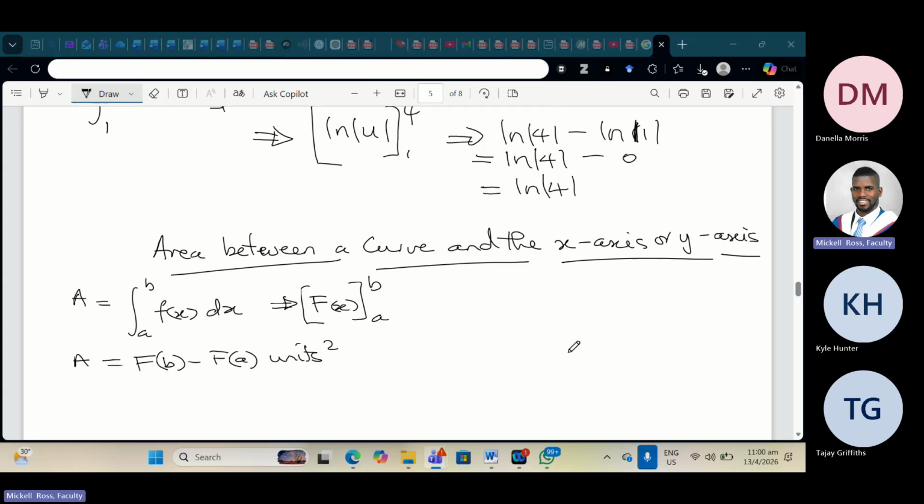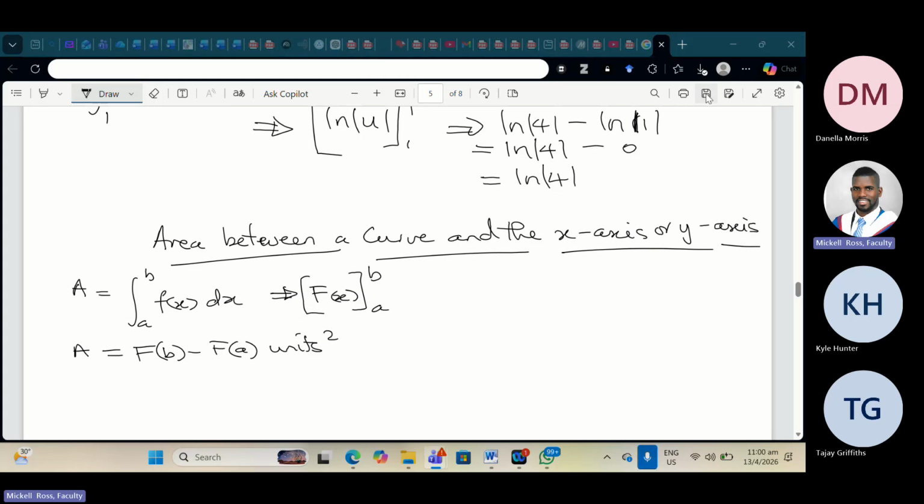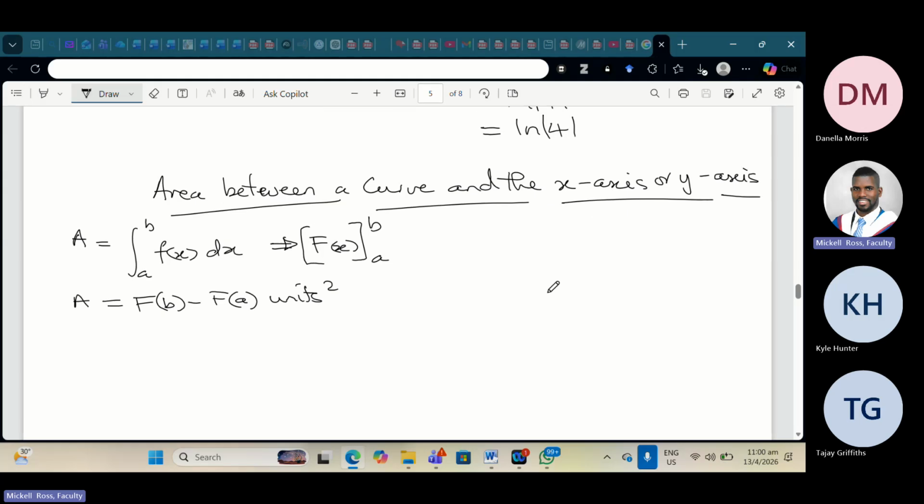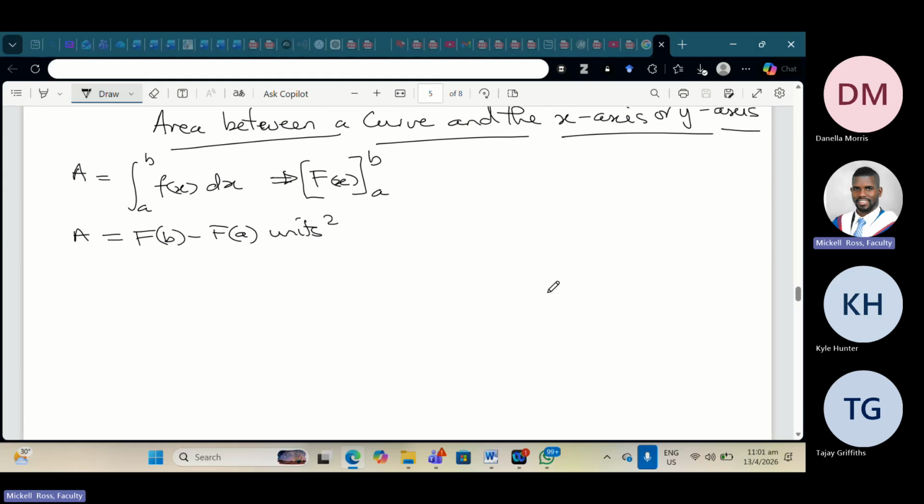All right, so we're going to be looking at how to find the area between a curve and the x-axis or the y-axis. And we're going to see if we can do a few questions as well that involve the volume.